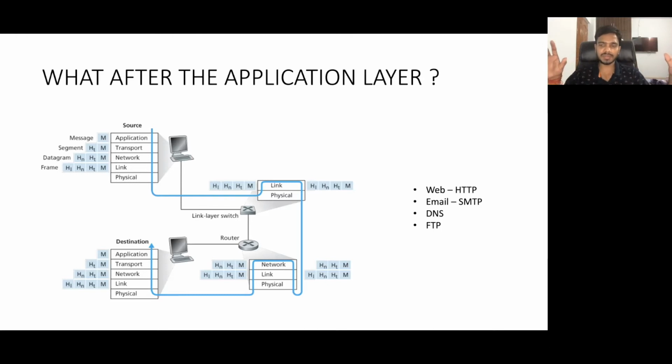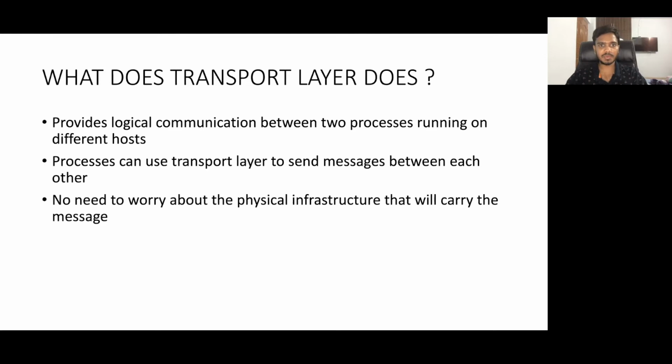But of course, both of these processes are running on different machines, right? So that's where the transport layer can be helpful. It will provide logical communication between two processes running on different hosts. And we have seen in the previous videos that with the help of sockets, this can be done. Basically, sockets are the logical communication here. Processes can use the transport layer to send messages between each other.